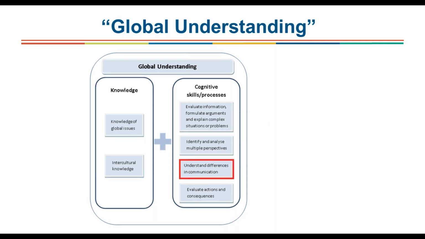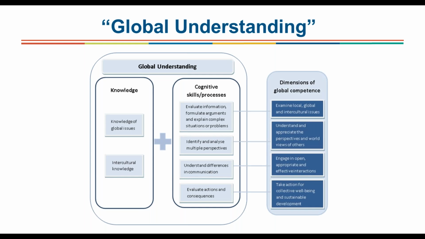The third cognitive skill is the ability to understand differences in communication and recognizing the importance of socially appropriate communication conventions and adapting your style to suit. And finally, the capacity to evaluate actions and consequences and compare different courses of action is the fourth skill that's important. And these 4 cognitive skills can broadly be mapped onto the 4 dimensions of global competence.